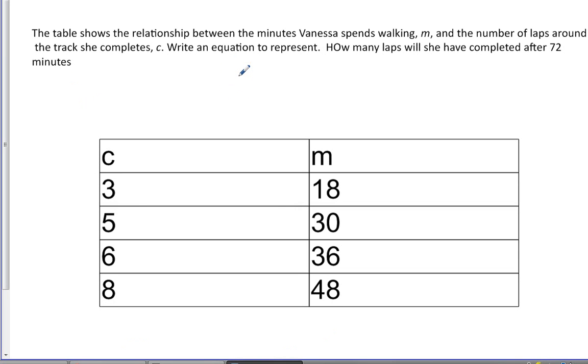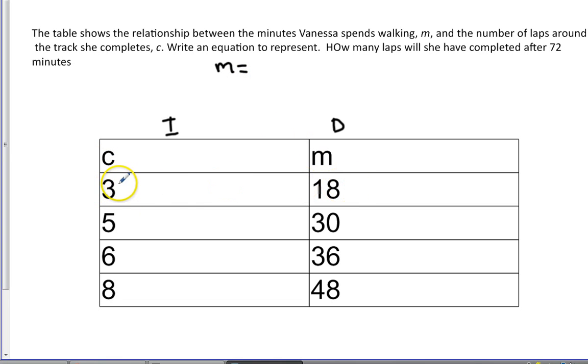The table shows the relationship between the minutes Vanessa spends walking and the number of laps around the track she completes. Write an equation to represent this, and how many laps will she have completed after 72 minutes. So her C stands for the number of laps around the track, which is our independent variable, and our minutes is our dependent variable. So in this situation, remember this depends on this. So it's going to be M equals.